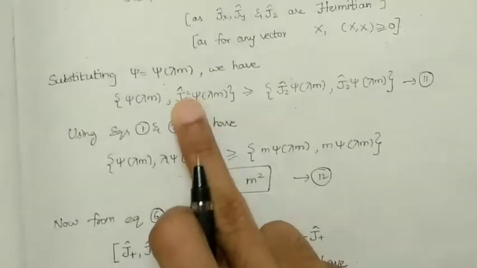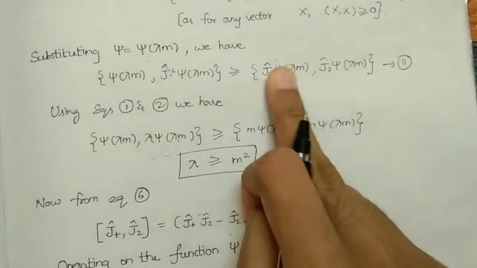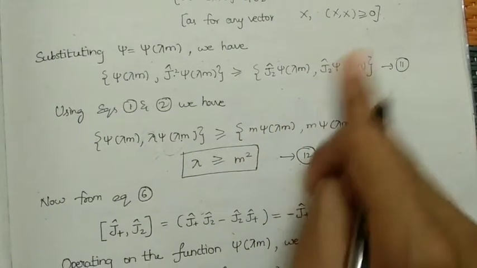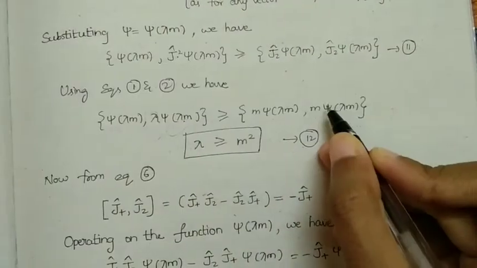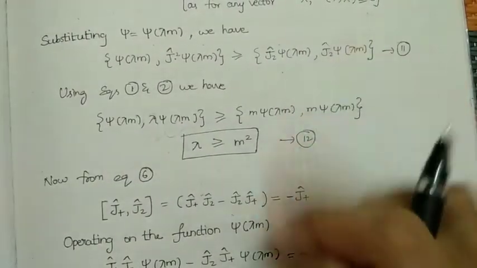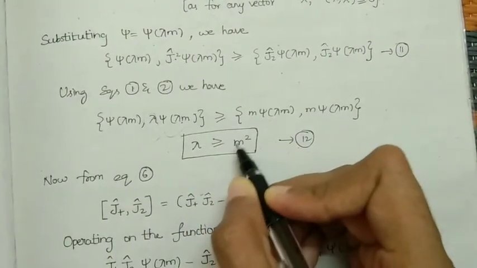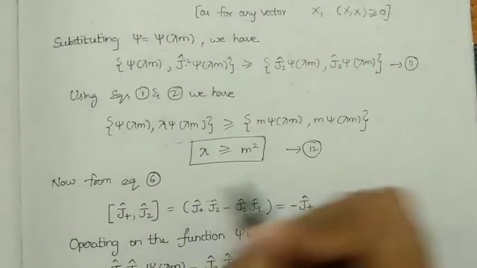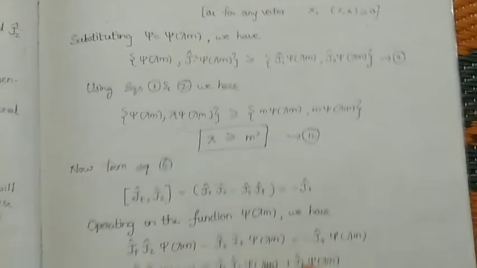J square operating on the wave function would give eigenvalue lambda multiplied with this eigenfunction. Here also Jz operating on this eigenfunction would give us m, and again the same wave function. From the eigenvalues here also the same. Here m is common, here also m common. So m into m, m square. So overall lambda is greater than or equal to m square. This is the important condition for finding the allowed values of angular momentum: lambda is greater than or equal to m square.